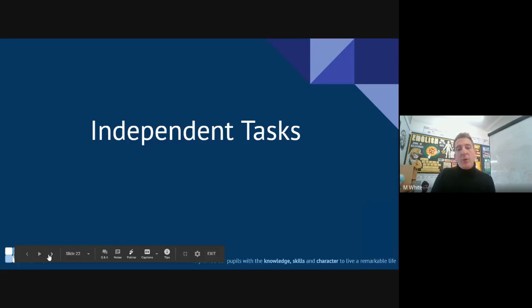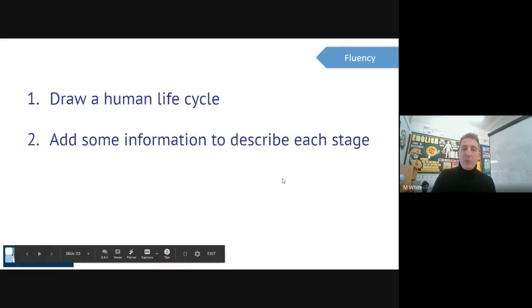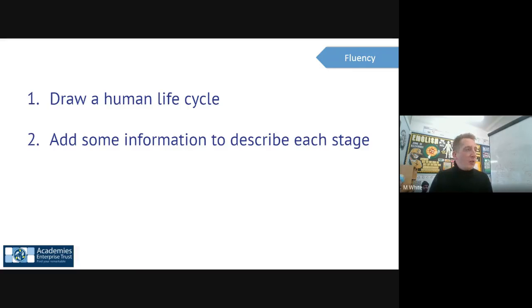Right then, onto the independent tasks. So using what you've learned from those videos, the brief explanation from the checkpoint questions, you're now going to be responsible for doing some of the fluency, thinking, explaining, and solving tasks. So the first one that I'd like you to do is I'd like you to draw a human life cycle. And again, I'd like that diagram to look just like the ones that we discussed with the tomato plant and the life cycle of a frog.